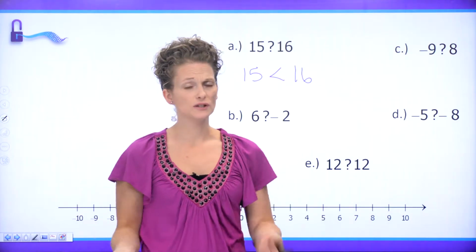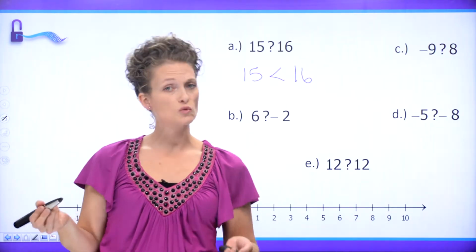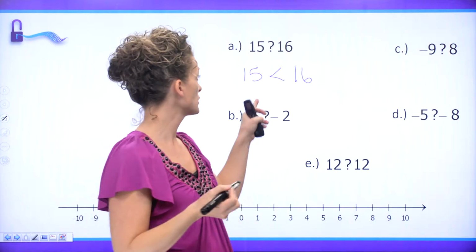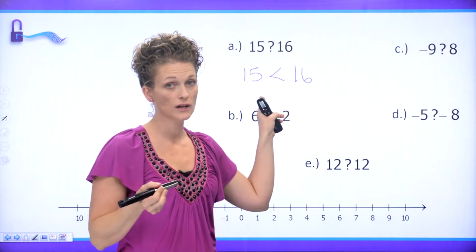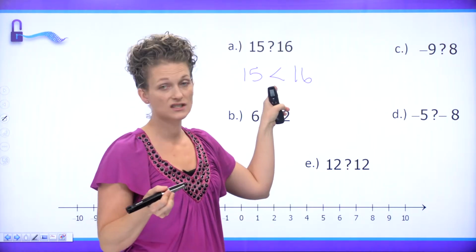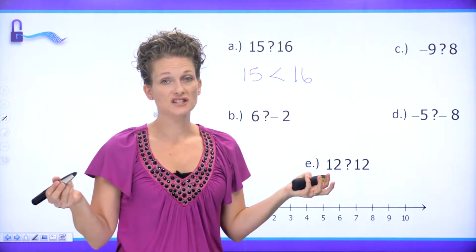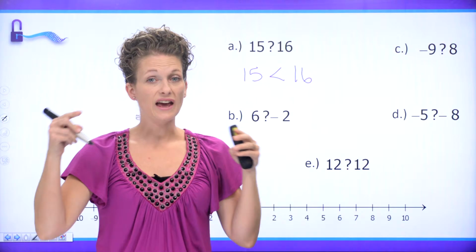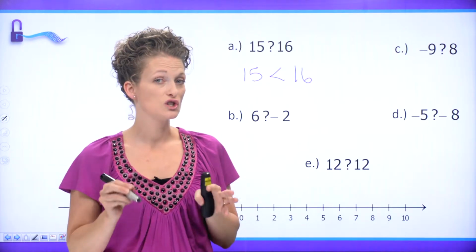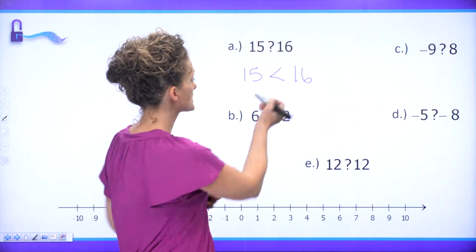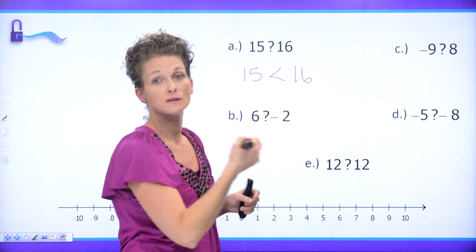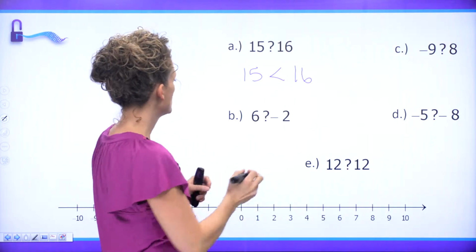Now there's lots of different ways which teachers will use to say how to remember which way to place your inequality. That's what this is called. It's called an inequality. And really, I just think the easiest thing is to think of the arrow is pointing to the smaller number. So in this case, the arrow is pointing to the 15 because the 15 is smaller.